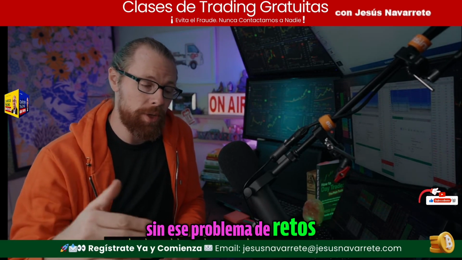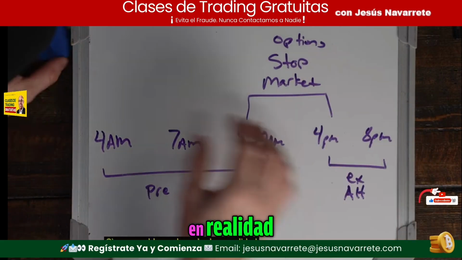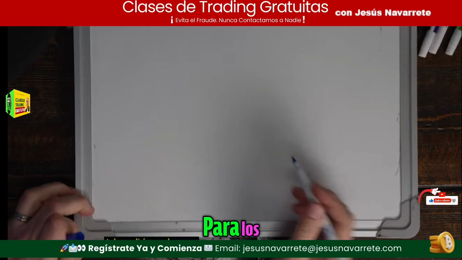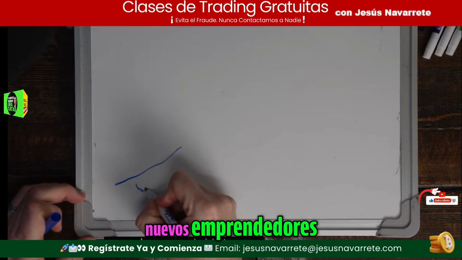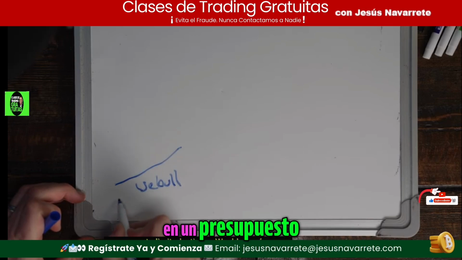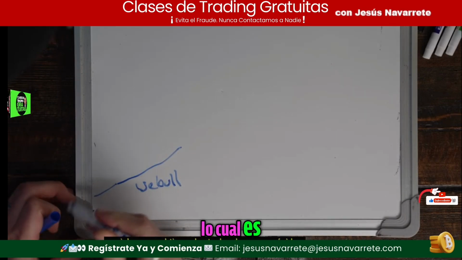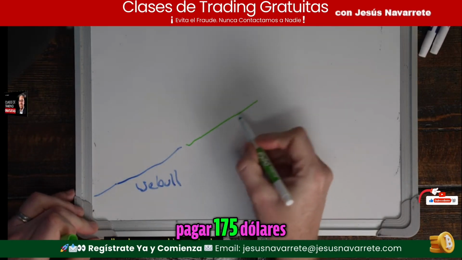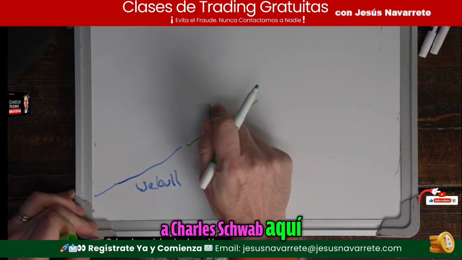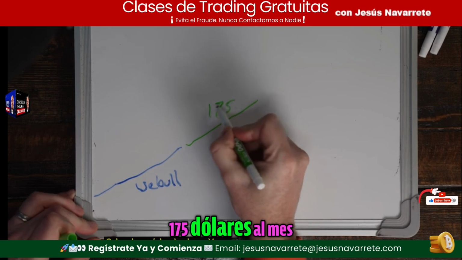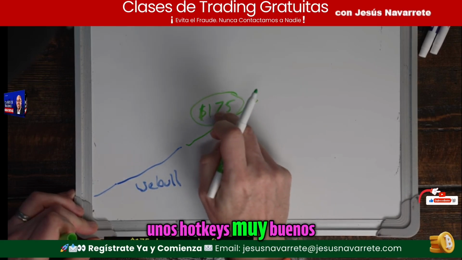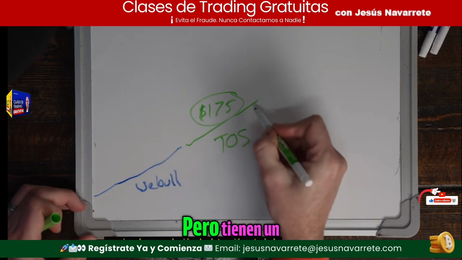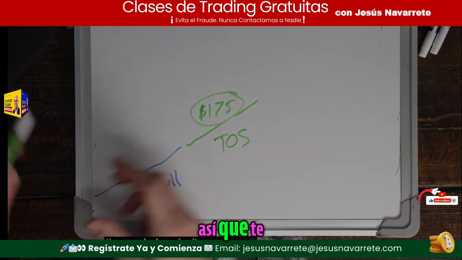without that threshold issue. So actually, maybe I would say there's a curve where for brand new beginners on a budget, you've got WeBull here, which is great because you get the hotkeys and you don't have to pay $175 a month for it. And then you switch over to Charles Schwab here, where now you're going to pay $175 a month for the software that gives you really nice hotkeys and the halt resumption prices and everything else. So this is Thinkorswim. But they have higher thresholds, so they'll let you trade a little bit more aggressively.